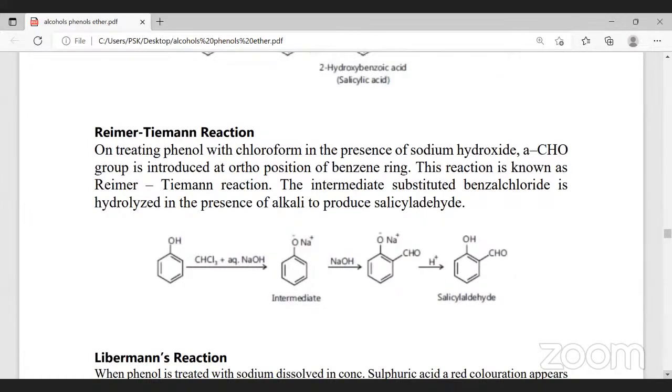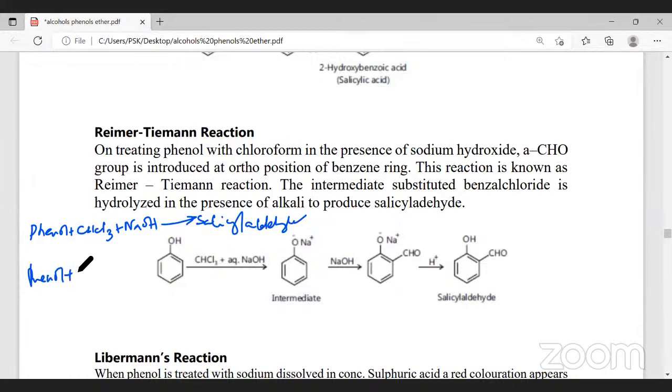This Reimer-Tiemann reaction, and I told you there are two Reimer-Tiemann reactions. One is phenol, chloroform, and sodium hydroxide, which gives salicylaldehyde. The other one is phenol, carbon tetrachloride, and sodium hydroxide. It gives salicylic acid. We learned the mechanism last class in detail. We have learned it, so no point in again talking about it.